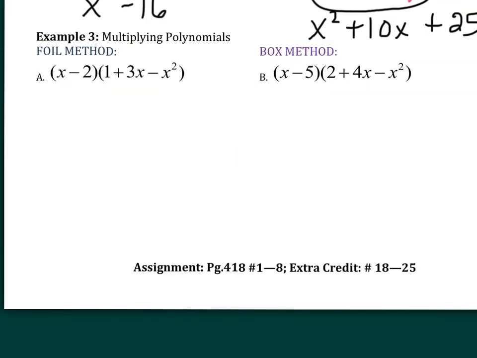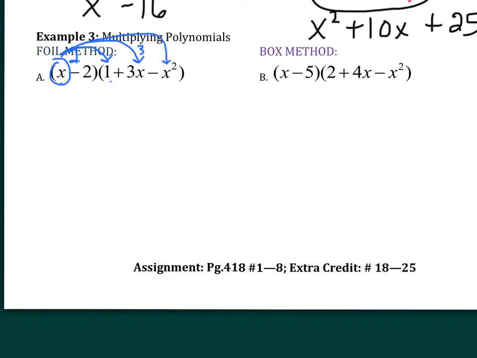I'll show you two ways to multiply larger polynomials. In this case, we have a 2 by 3. So first I'll show you the FOIL way, and then I'll show you the box method. So the FOIL way, we'll take this x, and we're going to distribute it to the 1, to the 3x, and to the negative x squared. So let's do that first.